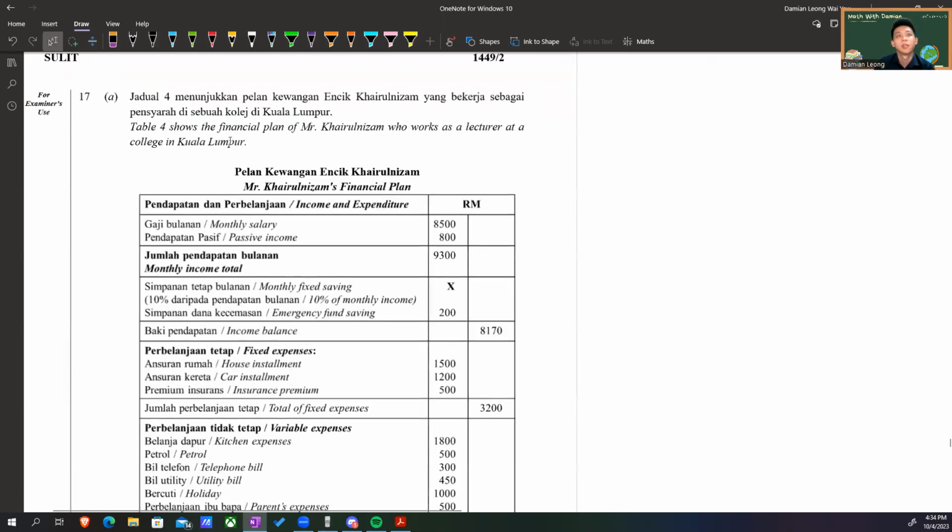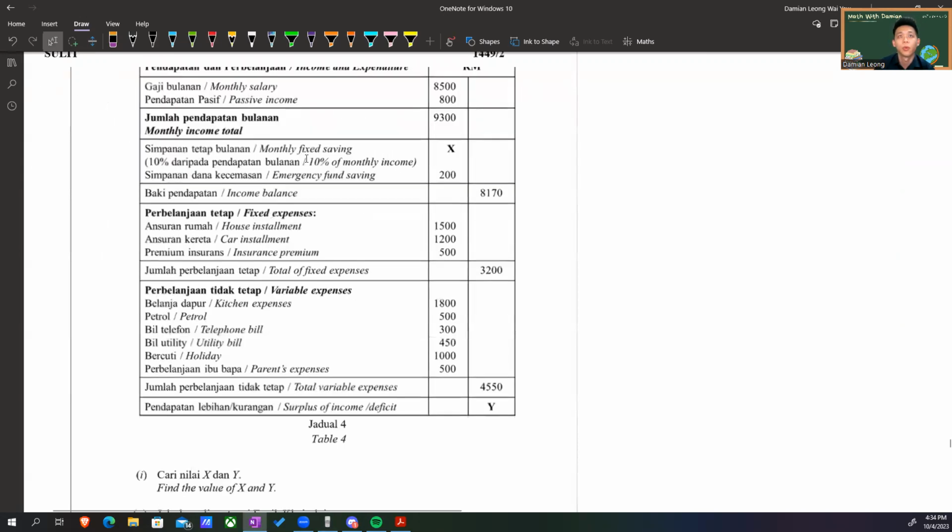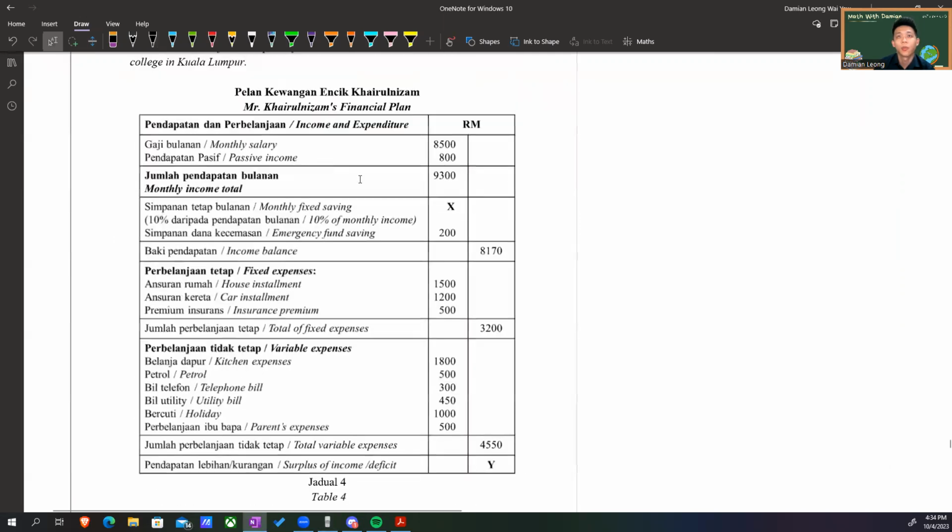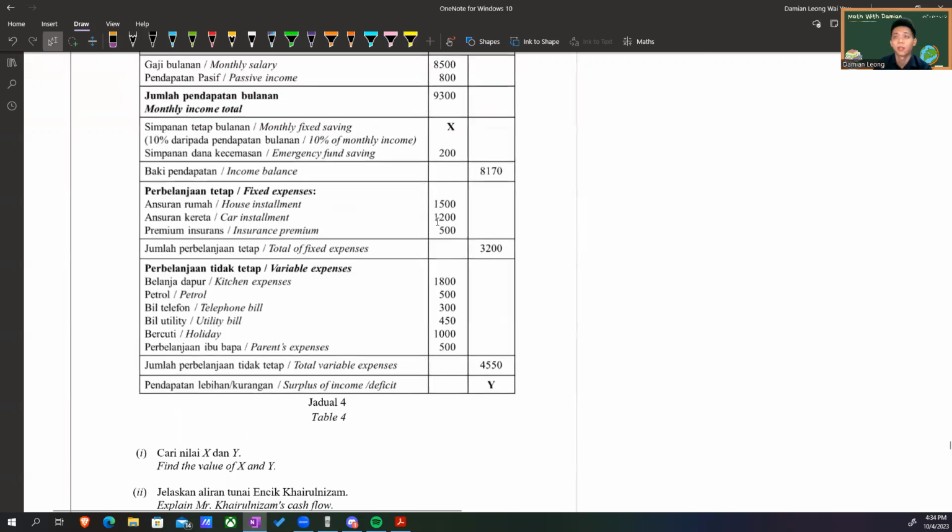Then question 17. Table 4 shows the financial plan of Mr. Khairul Nizam, who works as a lecturer in a college in Kuala Lumpur. So first I want to find X and Y, X here, Y here. X here is 10% monthly, the money fixed savings, which is 10% of the monthly income. So it's the money income, not just the salary. So it's 10% of this, means X is 930. Okay, 10% of this.